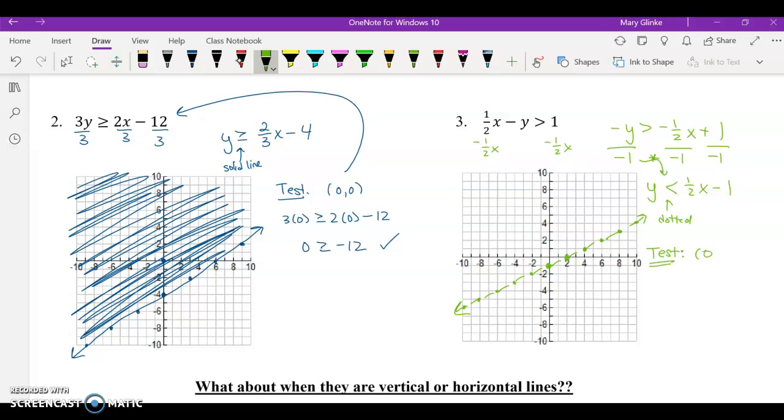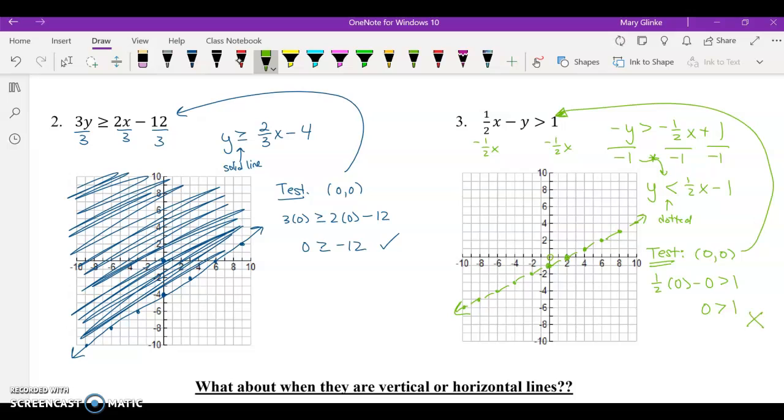We're going to pick a test point, and I'm going to test 0, 0. But once again, I'm going to go back to my original equation so that if I forgot to flip the sign, I can still shade the correct side. So I'm going to plug in 0 for x and 0 for y, and I get 0 is greater than 1. This is not true.